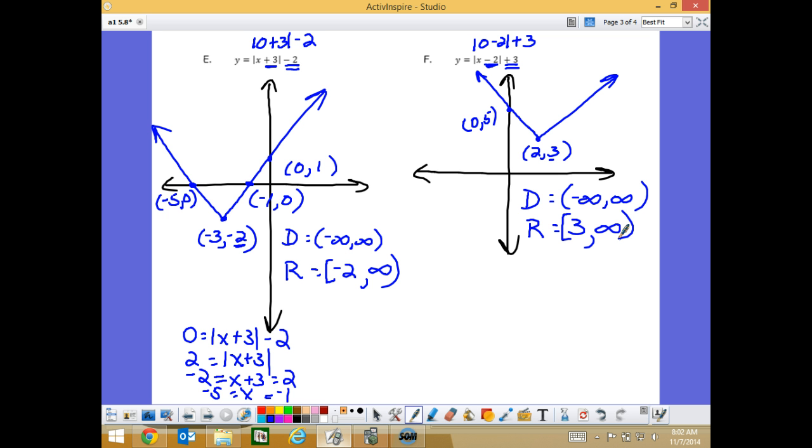So that is graphing absolute value functions with both horizontal and vertical translations. In the next video, we'll talk about writing equations for absolute value functions where we are given the graph. So we're going to work backwards.